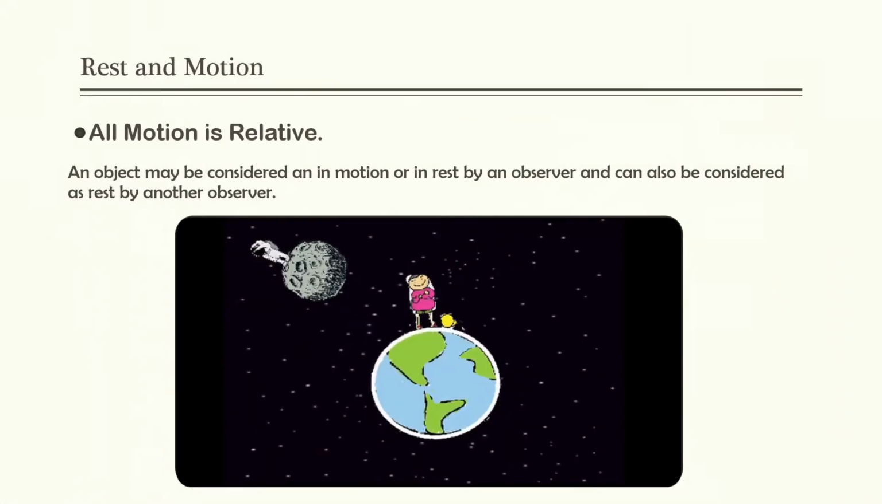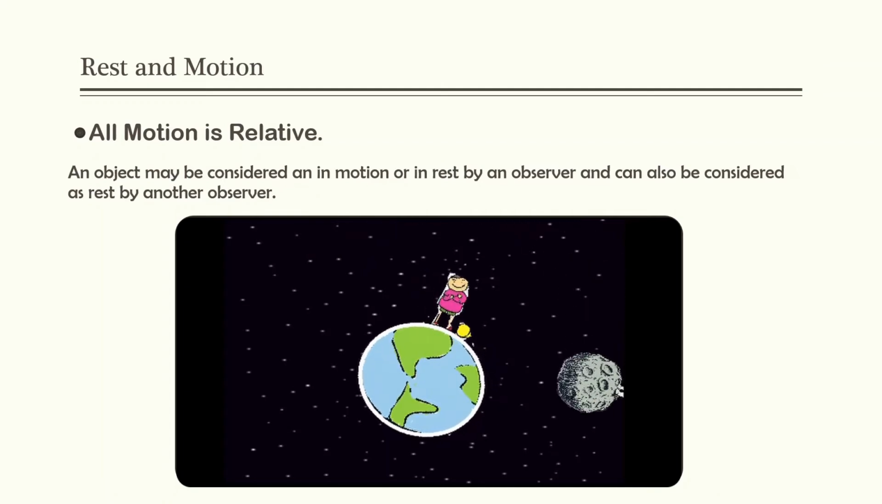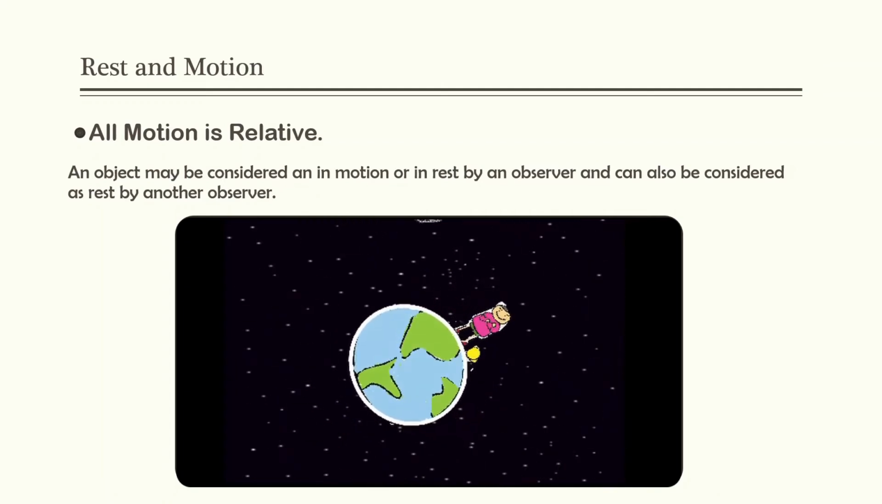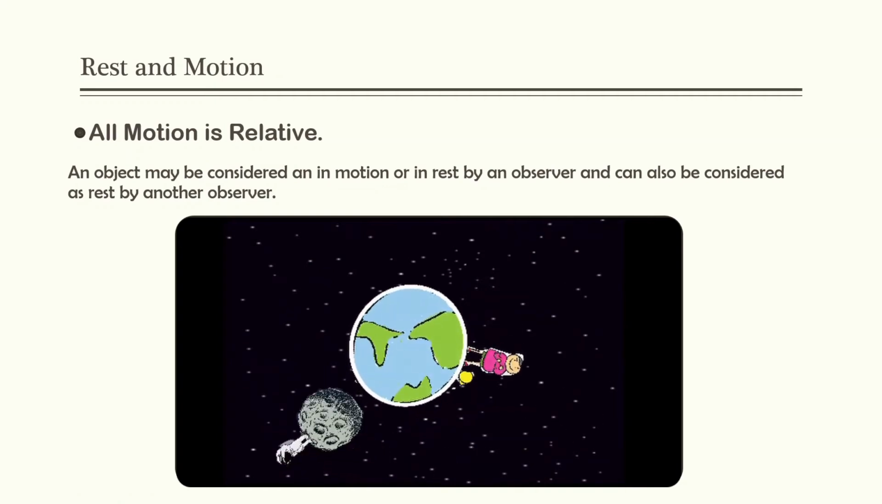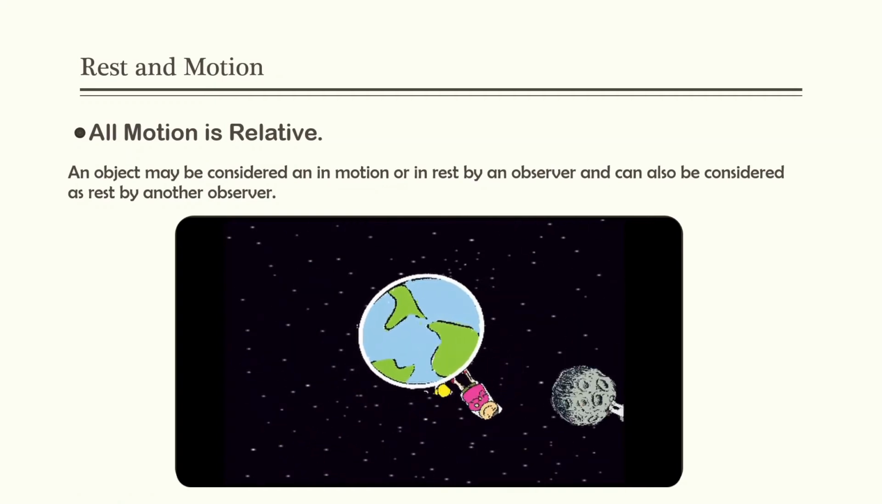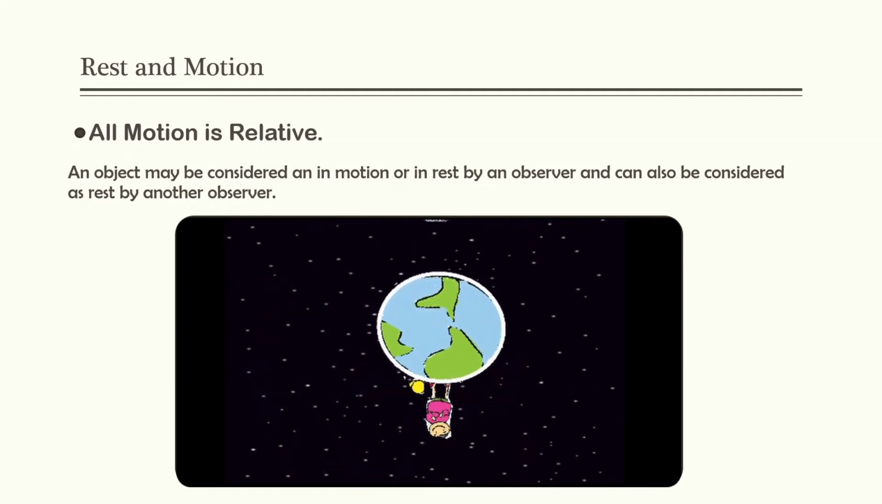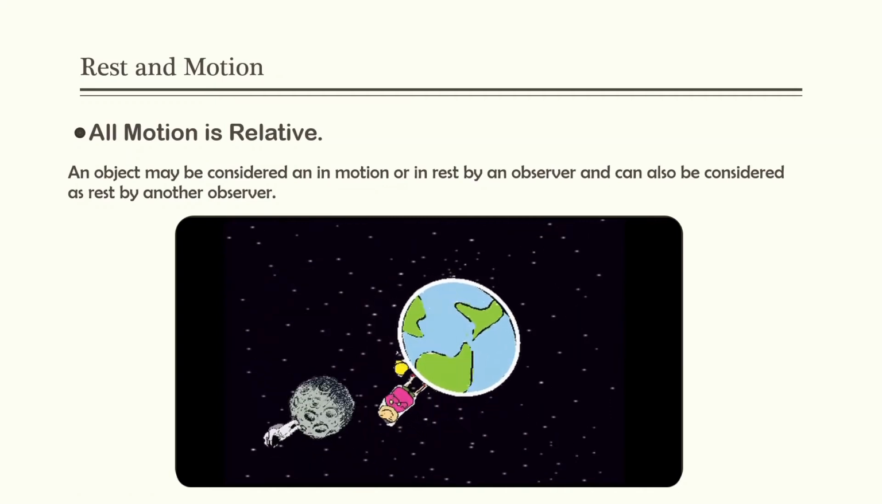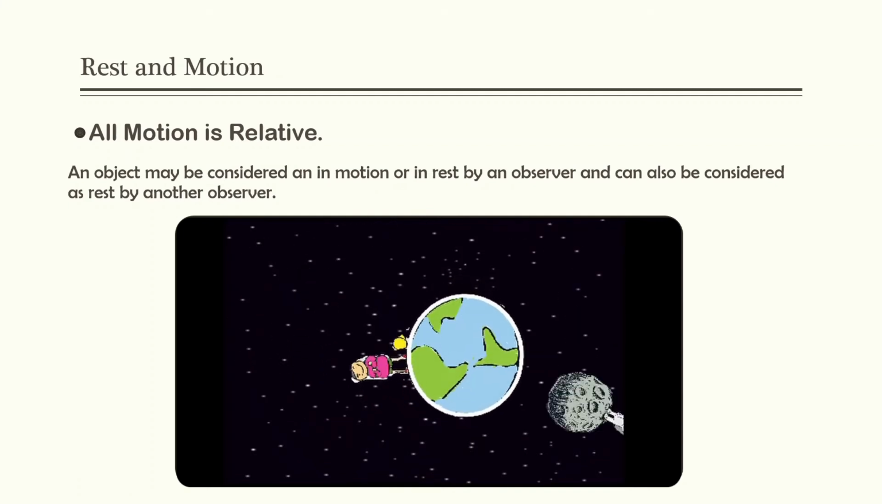All motion is relative. An object may be considered in motion by one observer and can also be considered at rest by another observer. Here, in this example, the boy on earth is observing the ball. For him, the ball seems to be at rest as both are on the earth and the earth is moving. As both are moving, it seems to be at rest for the boy.